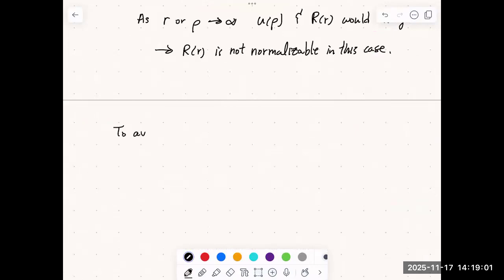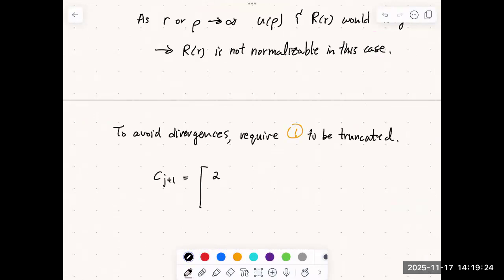So to avoid divergences, we require this recursion relation, which is labeled in a funny way, to be truncated. And in fact, let me write it out so that we have it in front of us. So it's j plus L plus 1 minus rho 0 is the numerator. That's going to be the important part for us. And then we have a denominator 2L plus 2 and Cj.